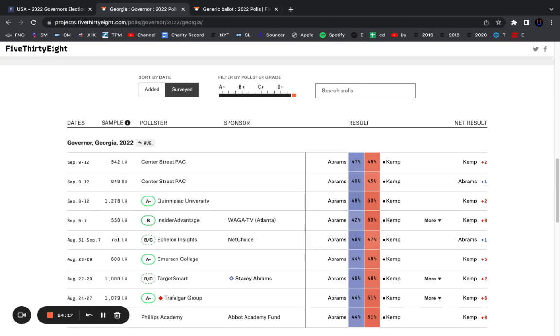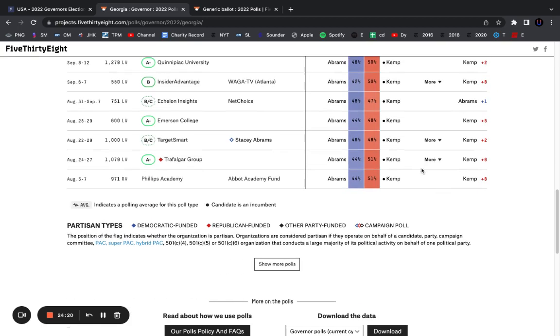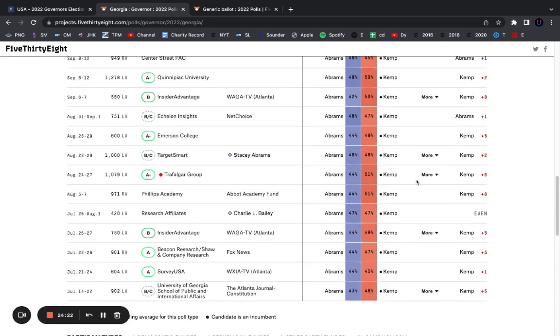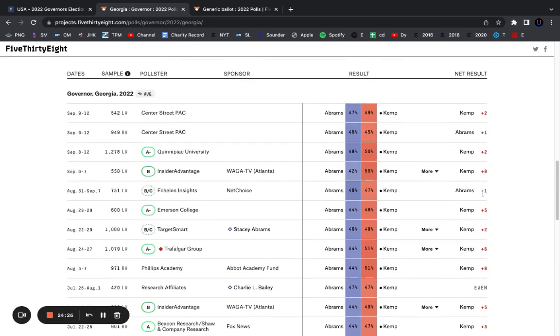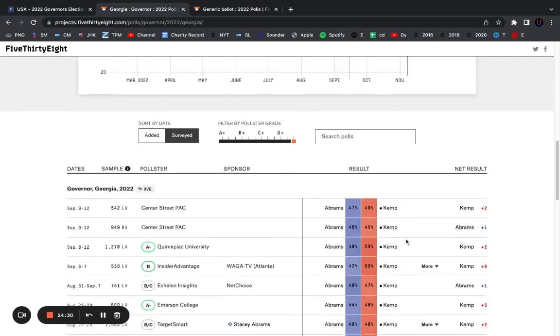So, they're not bad. But most polls have had Kemp ahead by low to mid single digits, that kind of thing. Abrams has only led in 2 polls, and that's not really good for her. And again, she literally released an internal showing her losing, which is never the sign of a good campaign.